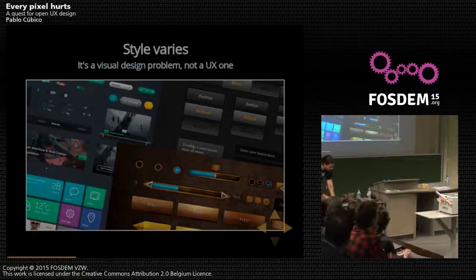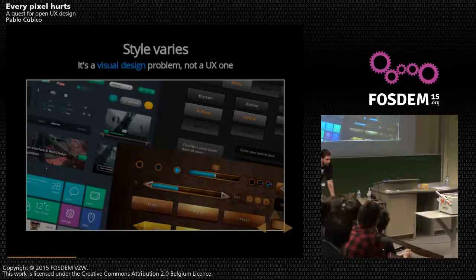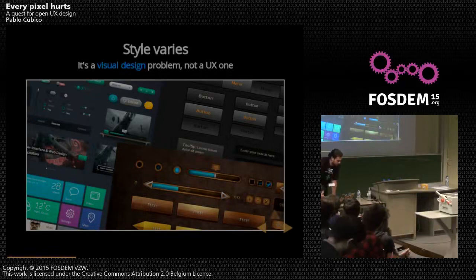So where we are. Style varies. It's a visual design problem, a UX one, and UX is actually independent of style. They are very different things. So we are not yet talking about UX in open source projects. We are talking about UX itself, but I think it's a good start to be all on the same page on what UX is, because I'm pretty sure that everyone has a different opinion of UX, and you all know mine, which is the one that is right, I think.